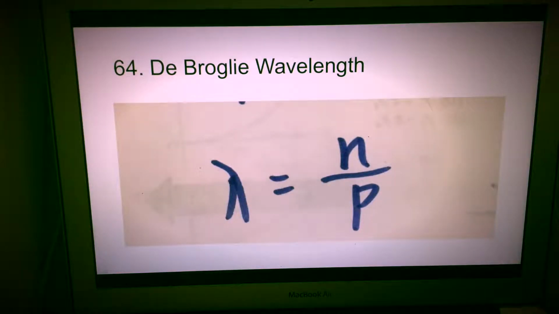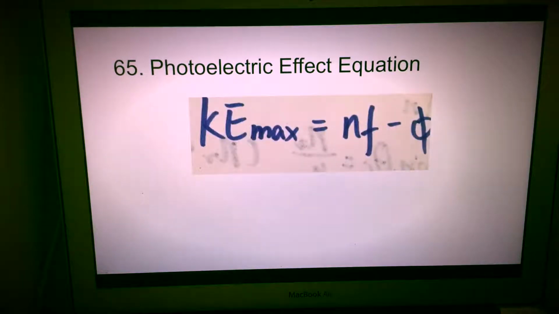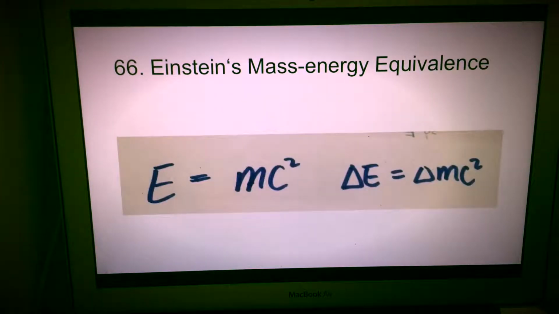64. De Broglie wavelength. The wavelength equals h over p. h is the constant and p is the momentum. We need to know it. 65. Photoelectric effect equation. The maximum kinetic energy equals hf minus phi. And 66. Einstein mass energy equivalence. The energy equals mc squared. Change in energy equals change in mass times c squared.